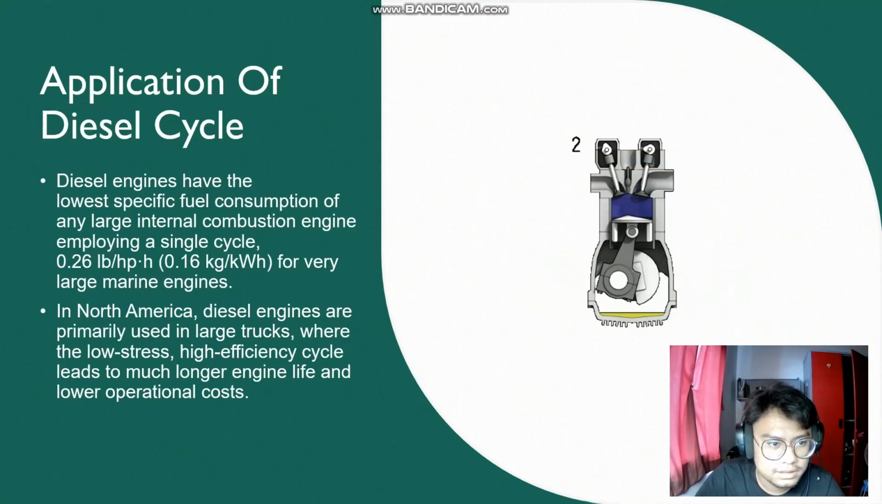While for the diesel cycle, diesel engines have the lowest specific fuel consumption. In North America, diesel engines are primarily used in large trucks, where the low stress, high efficiency cycle leads to much longer engine life and lower operational costs.